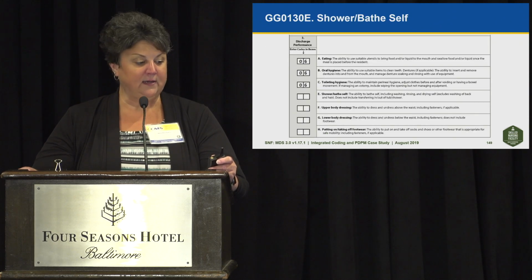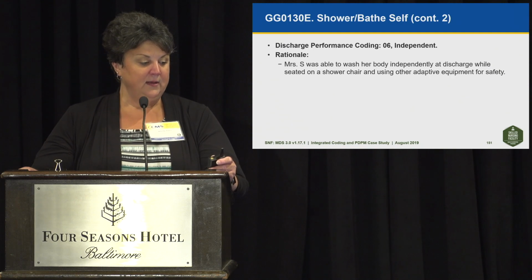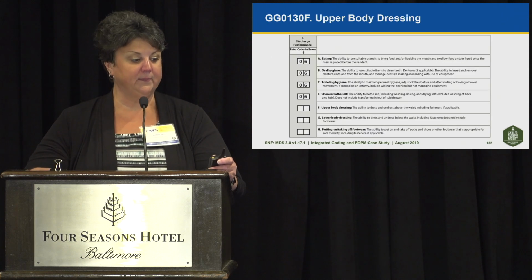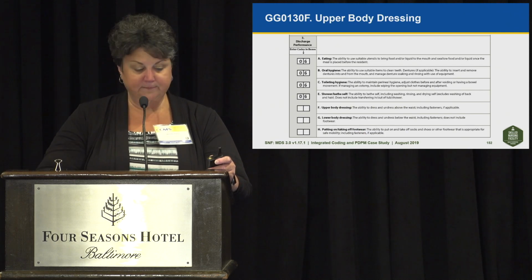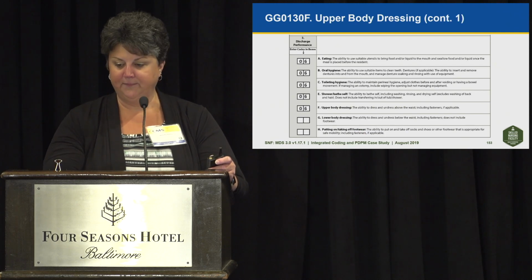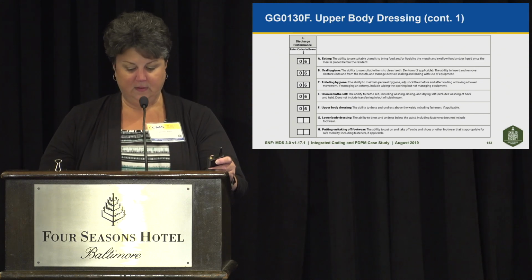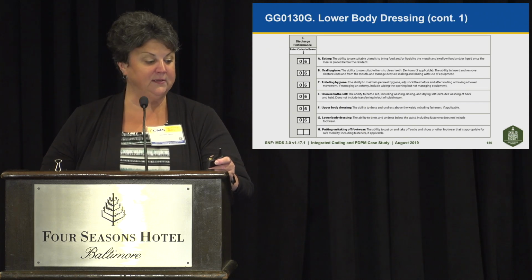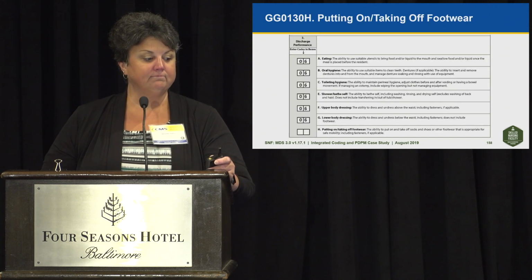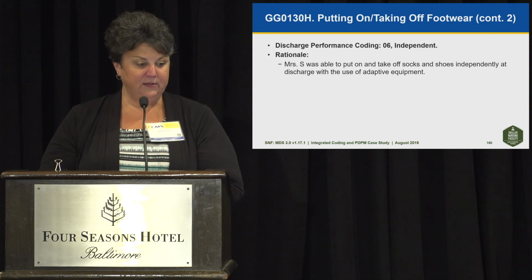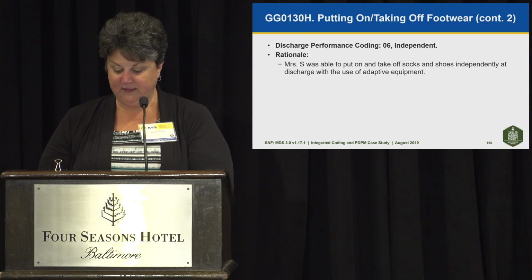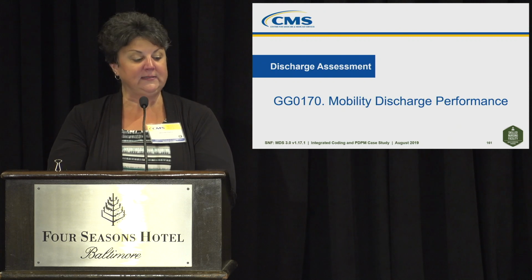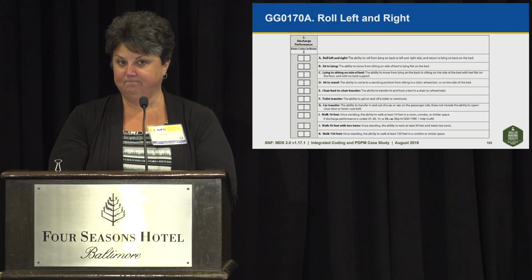And shower or bathe self, also 6. With this, she was independent when she used her chair and other adaptive equipment, and that's just fine that she used that. And then upper body dressing, again, a 6, she's independent there. And lower body dressing, 6 as well, still independent there. And how about her footwear? 6 as well, great. Again, she could do her socks and shoes independently, use some adaptive equipment, and that's just fine for section GG. And then we go to her mobility performance at discharge, rolling left to right, 6.